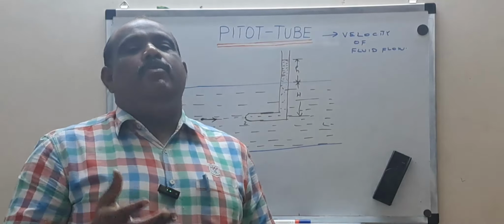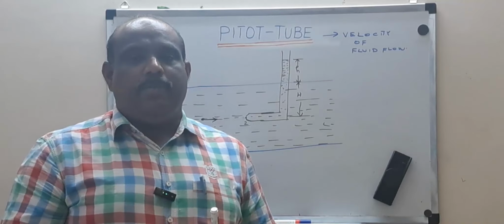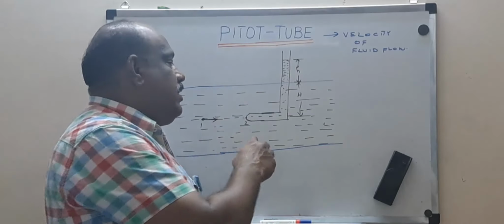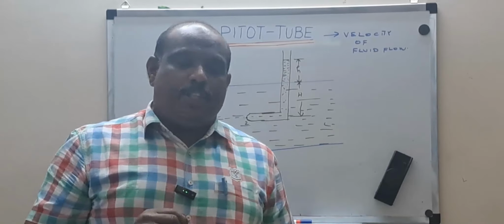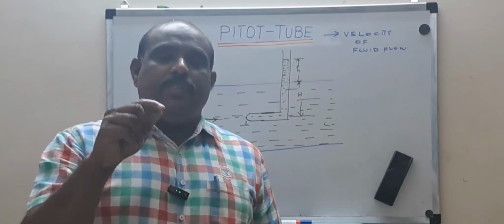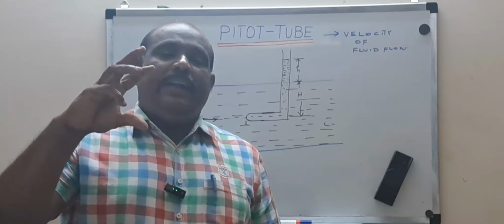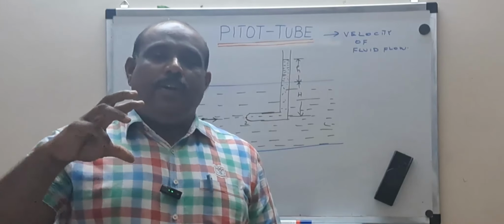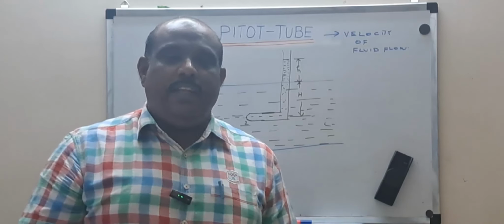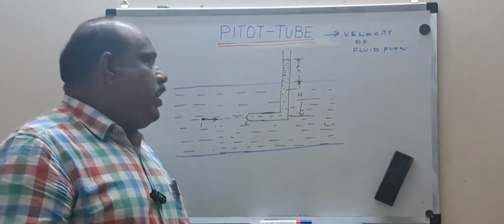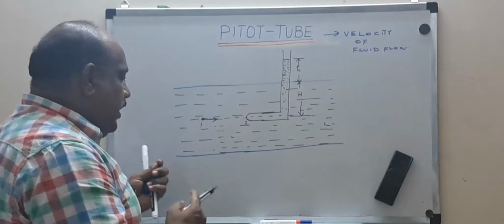This capital H is nothing but the wall static pressure. What is the pressure exerted by the fluid on the wall? That can be measured with capital H. And the small h will give me the dynamic pressure. If I add capital H plus small h, it will become the total pressure.